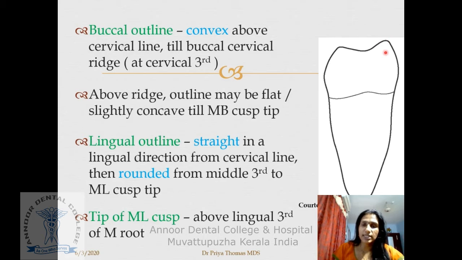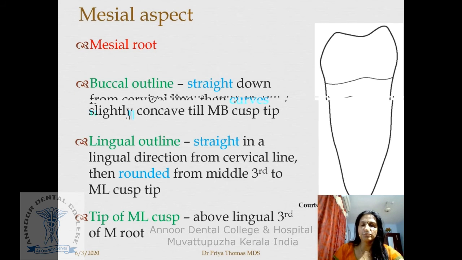If you look at the cusp tip of your mesiolingual cusp, and if you divide the root into three portions, that is your buccal third, middle third and lingual third, your mesiolingual cusp tip is present at the lingual third of your mesial root, and your mesial root looks much broader when compared to your distal root. And remember, you cannot visualize any aspects of your distal portion because of the distal convergence.